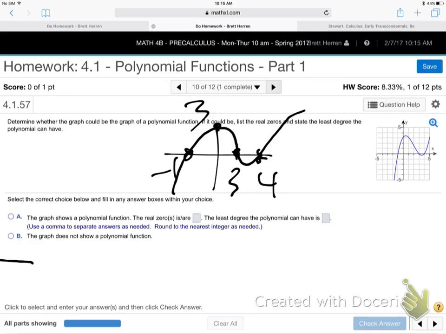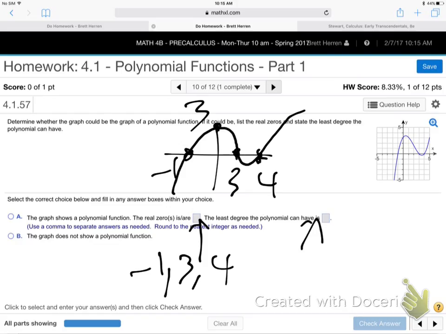All right, and so here's their question: determine whether the graph could be the graph of a polynomial function. If it could be, list the real zeros, and state the least degree the polynomial can have. The graph shows a polynomial function. The real zeros are, what are they? Yeah, -1, 3, and 4, the places it hit 0. Those are real zeros.